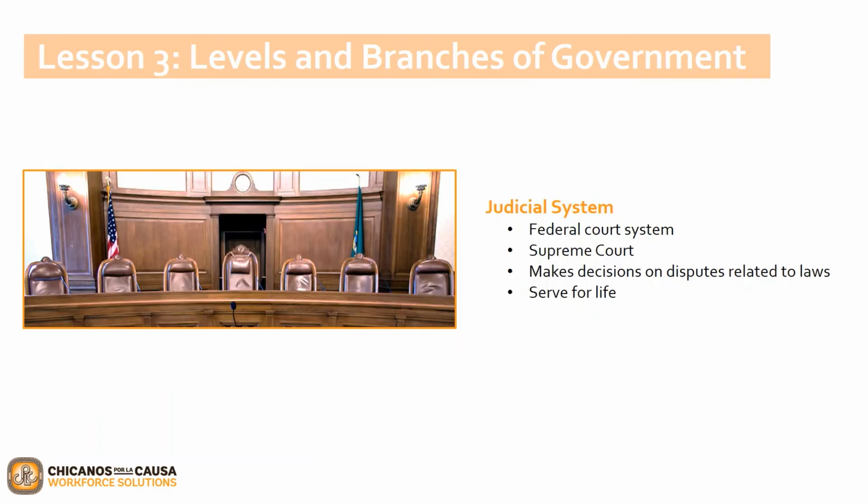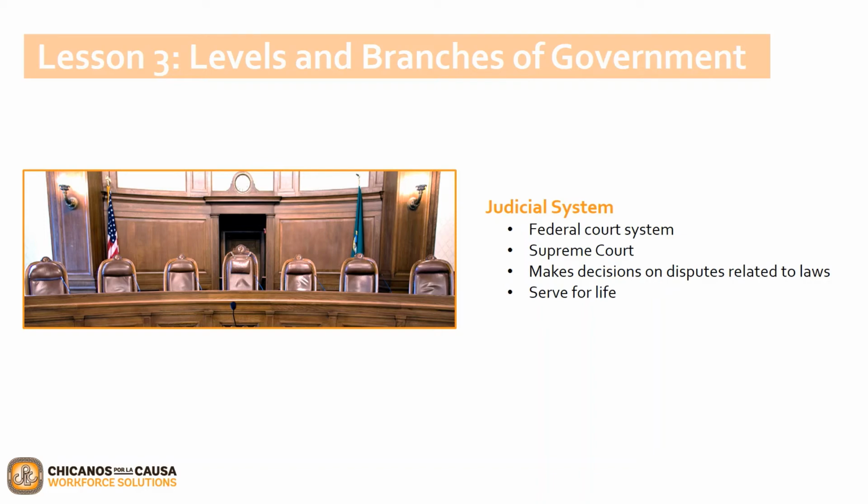Let's move on to the judicial system. The judicial branch consists of the federal court system. The role of the judicial system is to interpret laws. The judicial system also includes the Supreme Court, which decides disputes related to laws in the U.S. Constitution. There are currently 9 judges in the Supreme Court.